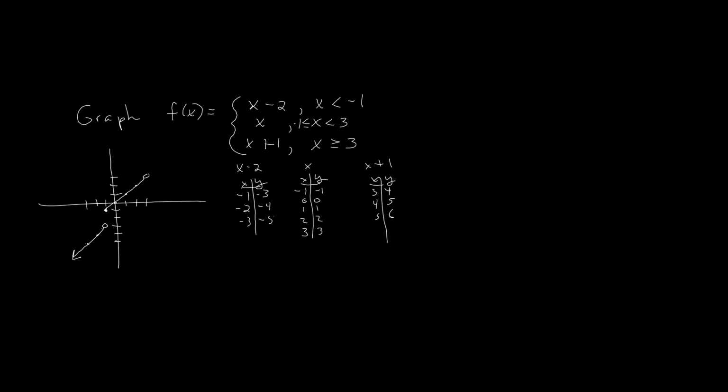So the point 3, 4 would be up here. Notice I'm filling it in because 3 is included in the domain. I'm going to use a little fancier word there. 3 is in the domain for this piece of the function. We're allowed to plug it in there. And then 4, 5 would be here. And if we want, we can go 5, 6. We're just kind of overkilling it now because we know this graph looks like this. We can keep going forever with numbers greater than or equal to 3.